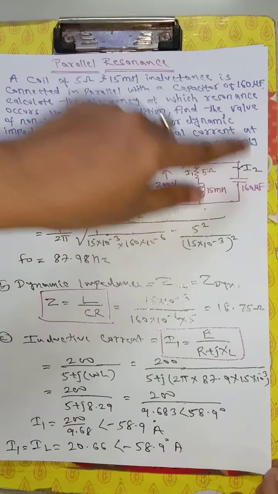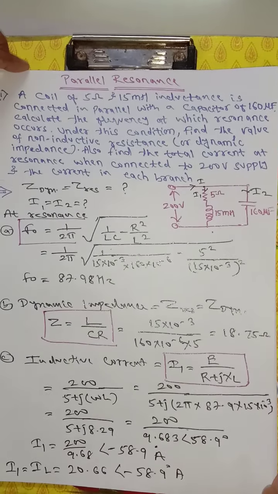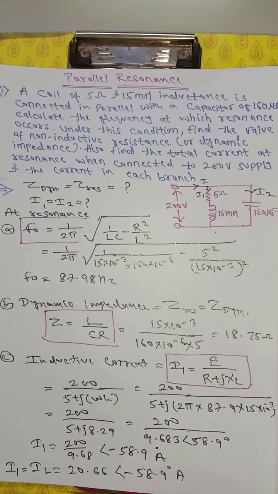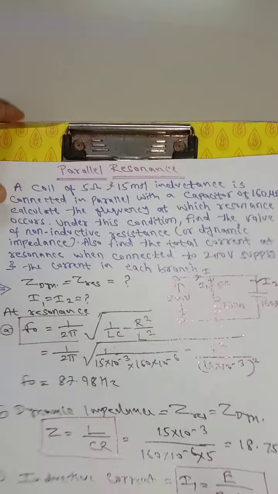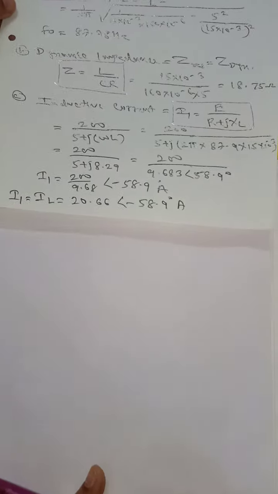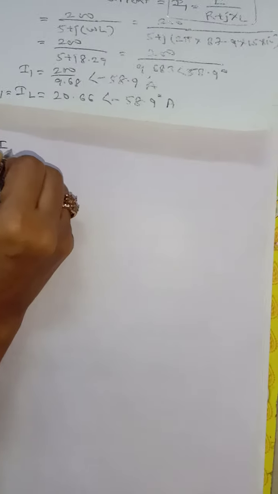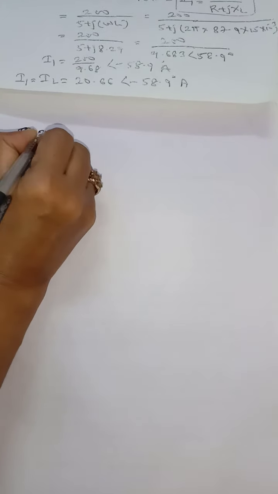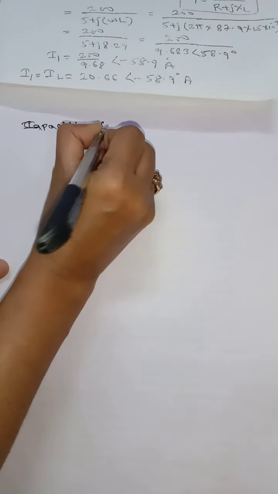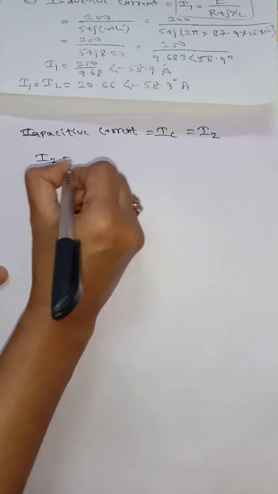Now the second branch current remains, that is my I2. How can I calculate my I2? We will see here. So I2 will be the capacitive current, the current flowing through the capacitor. You can say IC or I2, it doesn't matter what the notation is, you may take it as per your convenience.